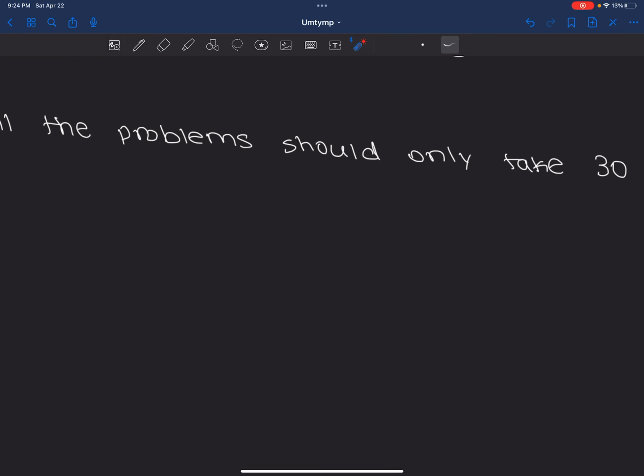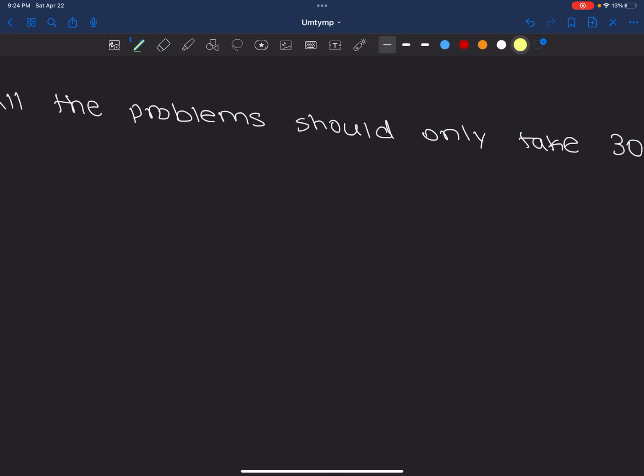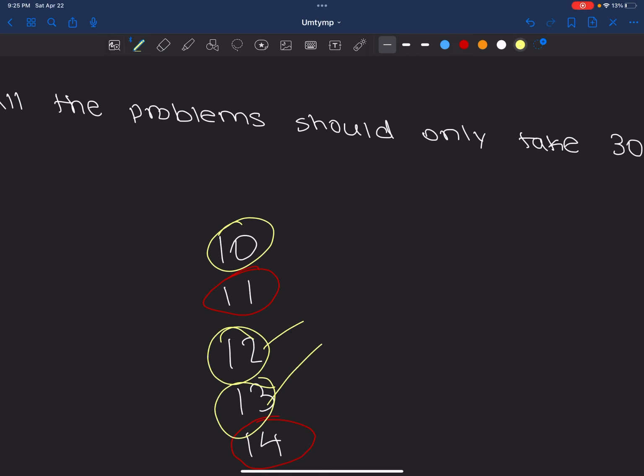Here's an example from when I actually did the exam. Let's say problems 10, 11, 12, 13, 14. So these are 5 problems. And when I was doing these problems, I noticed that 11 and 14 require more work than 13, 12, and 10. And all of these 3 took only 10 seconds each, which in other words is actually 30 seconds.